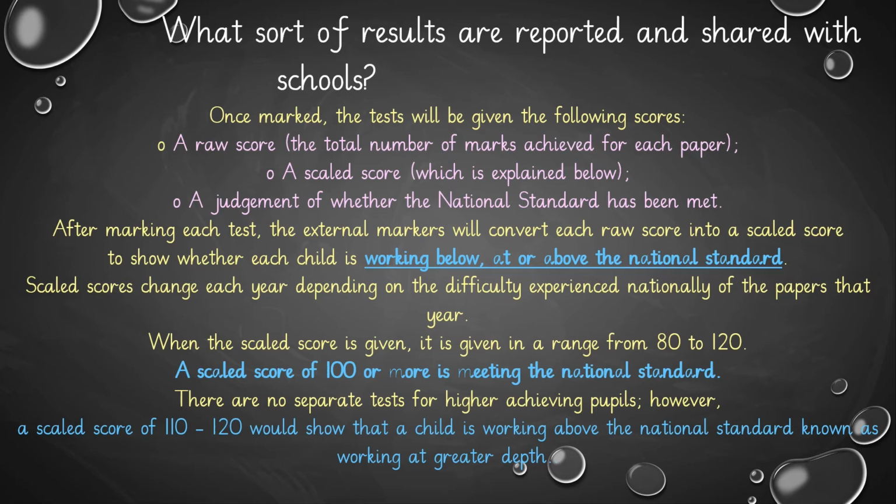Scaled scores change each year depending on the difficulty experienced nationally of the papers that year. When the scaled score is given, it is given in a range from 80 up to 120. A scaled score of 100 or more is meeting the national standard. There are no separate tests for higher achieving pupils. However, a scaled score of 110 to 120 would show that a child is working above the national standard, and this is known as working at greater depth.